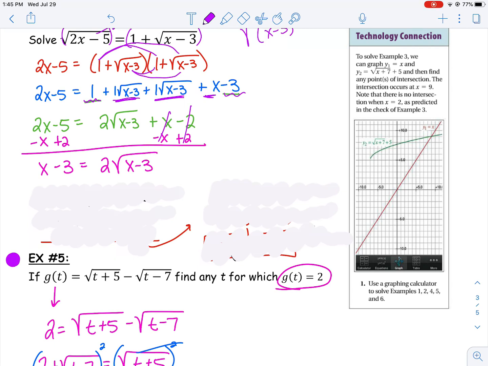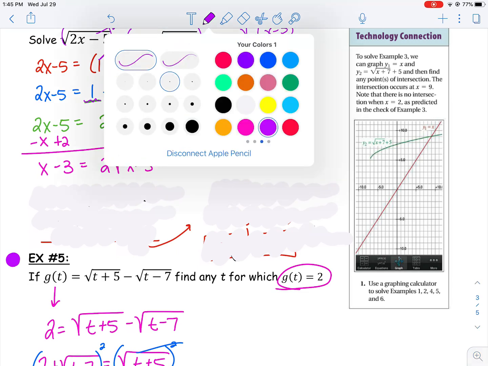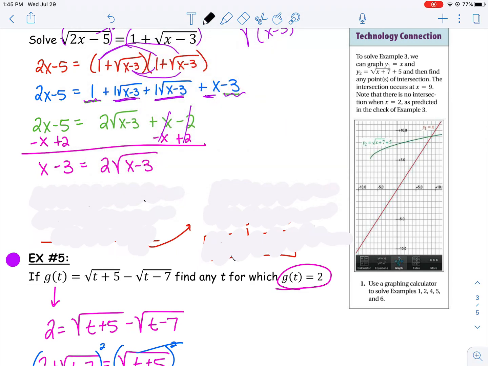Another trick, now that our radical is pretty much by itself, it just has a coefficient. What I mean by that is there's nothing added or subtracted behind that radical that I have to get rid of. If the radical is by itself and it only has a coefficient, a number right in front, what I can do now is use my principles of power. I can square both sides. Now, if I square this side, I have to make sure I square the other side.